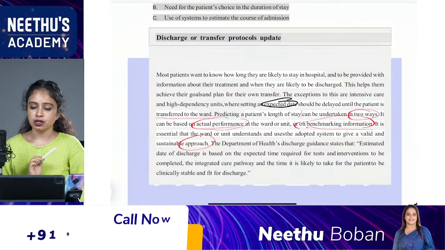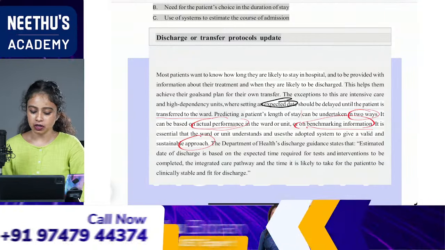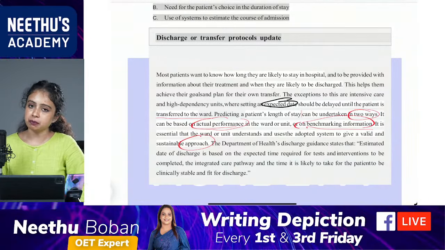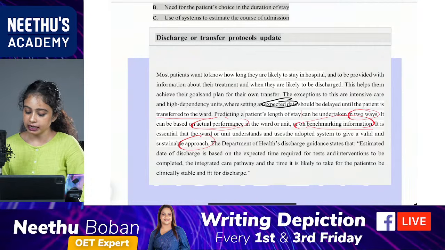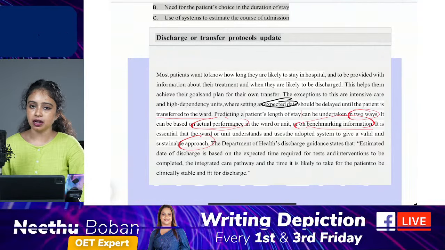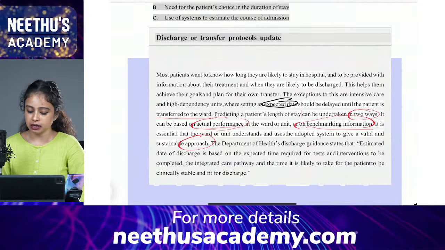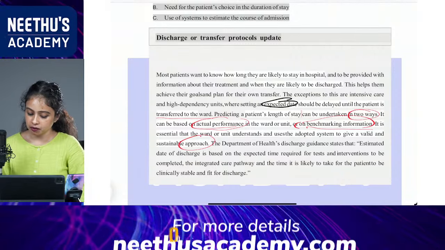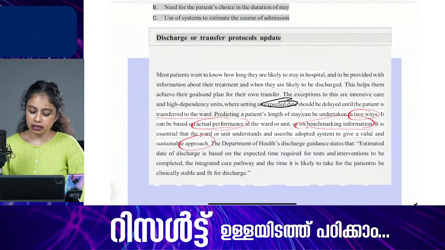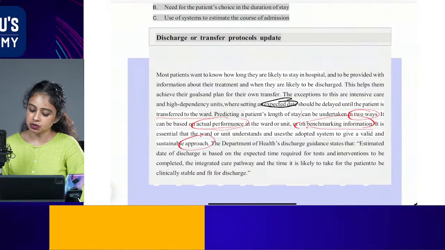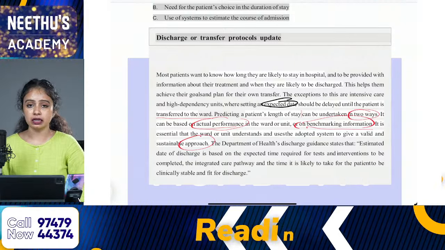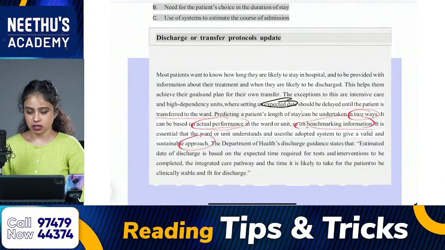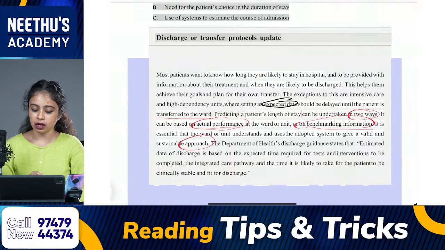So it is all about a particular approach. The Department of Health Discharge Guidance states that the estimated date of discharge is based on the expected time required for tests and interventions to be completed, the integrated care pathway, and the time the patient is likely to take to be clinically stable and fit for discharge. Okay, so that is all about the paragraph.